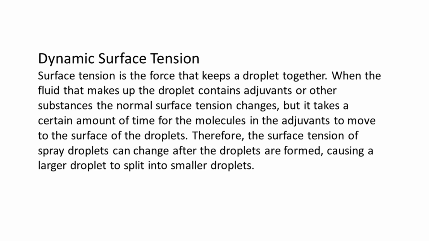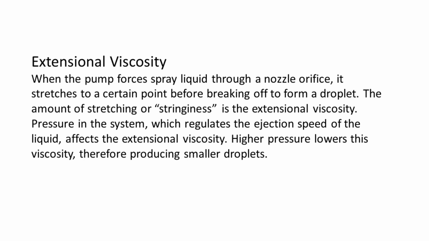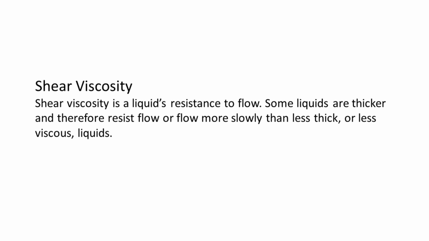Therefore, the surface tension of spray droplets can change after the droplets are formed, causing a larger droplet to split into smaller droplets. Extensional viscosity. When the pump forces spray liquid through a nozzle orifice, it stretches to a certain point before breaking off to form a droplet. The amount of stretching or stringiness is the extensional viscosity. Pressure in the system, which regulates the ejection speed of the liquid, affects the extensional viscosity. Higher pressure lowers this viscosity, therefore producing smaller droplets. Shear viscosity is a liquid's resistance to flow. Some liquids are thicker and therefore resist flow or flow more slowly than less thick, or less viscous liquids.